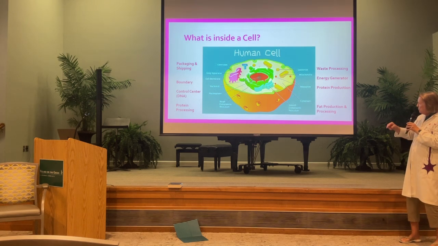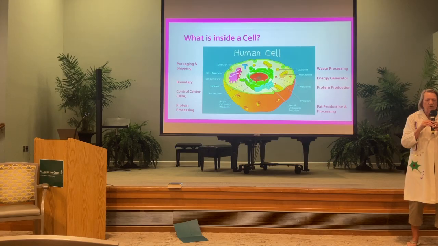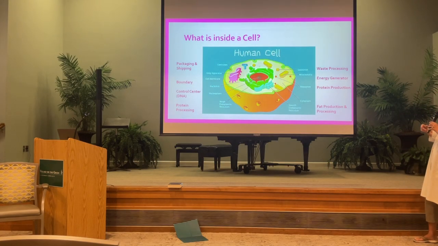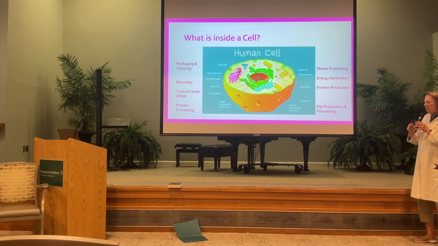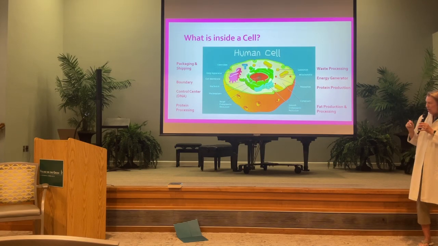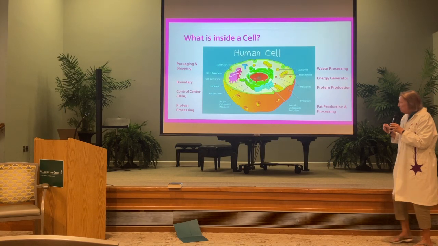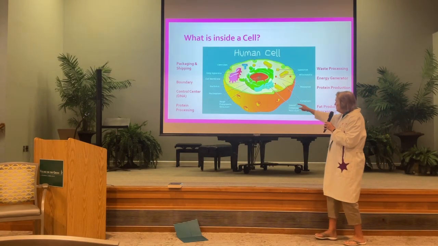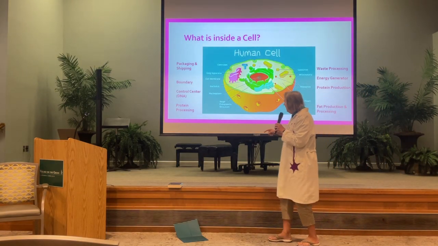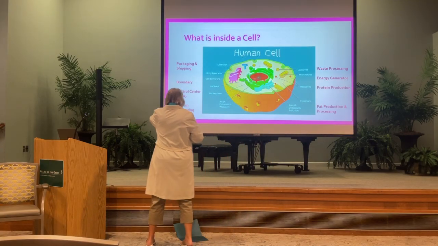Then the ribosomes, which I mentioned, the little tiny ones, are where proteins are produced. So, production factories. Then we have the smooth ER, where fat production takes place, where those phospholipids are made, and where fat processing takes place. The protein processing, after the ribosomes make it, happens in the rough ER. Then the nucleus is the control center where the DNA is.